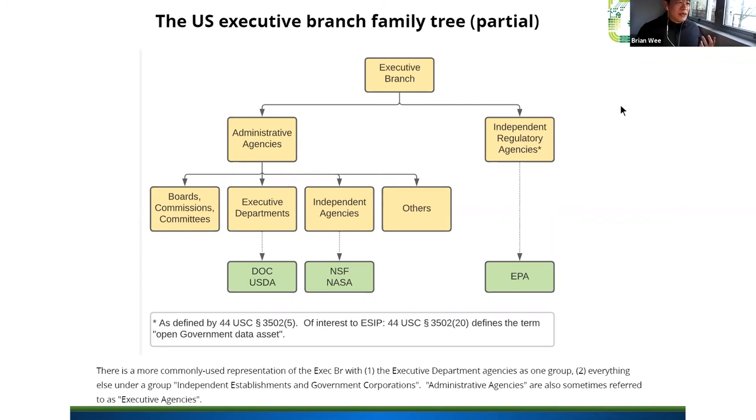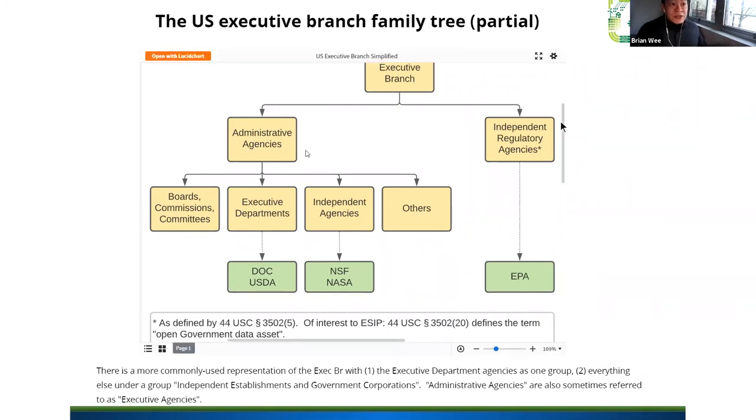Now, under this perspective, the executive branch can be divided into your administrative agencies and your independent regulatory agencies. Under your administrative agencies, executive departments are things like Department of Commerce, Department of Defense, USDA, right? And under your independent agencies, that's where NASA and NSF and other agencies lie. So strangely enough, boards, commissions, and committees, for those of us who follow things like the FGDC, the Federal Geographic Data Committee, that's where the FGDC lives. The EPA lives under something called the Independent Regulatory Agencies.